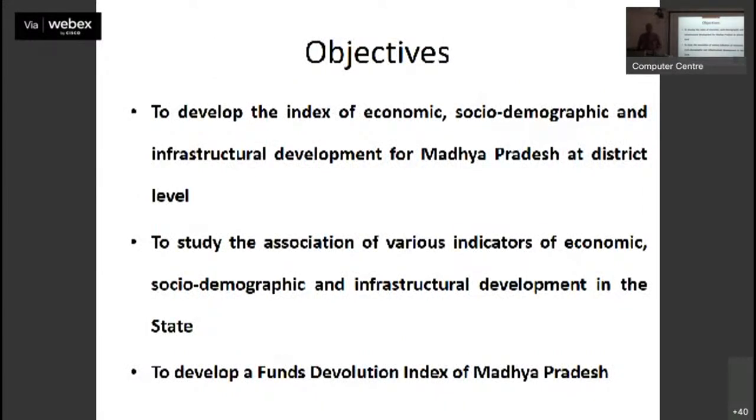The objective of this report is to develop an index of economic, socio-demographic and infrastructure development for Madhya Pradesh at district level. अलग अलग सोशल डेवलपमेंट का इंडेक्स क्रिएट करें, इकोनॉमिक डेवलपमेंट का इंडेक्स क्रिएट करें और इंफ्रास्ट्रक्चर डेवलपमेंट का इंडेक्स क्रिएट करें. To study the association of various indicators of economic, social, demographic and infrastructure development in the state. What is the association with economic development, whether it has a strong relationship with the state or not. And to develop a fund devolution index और ultimately उस basis पे हम fund devolution index create करें. Now methodology.